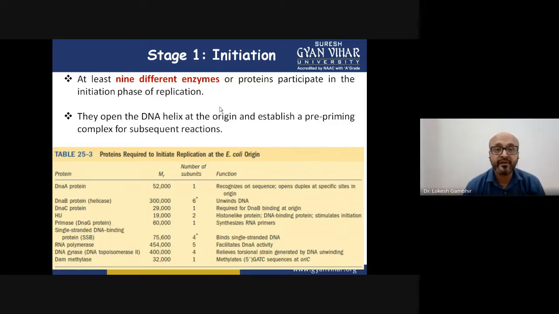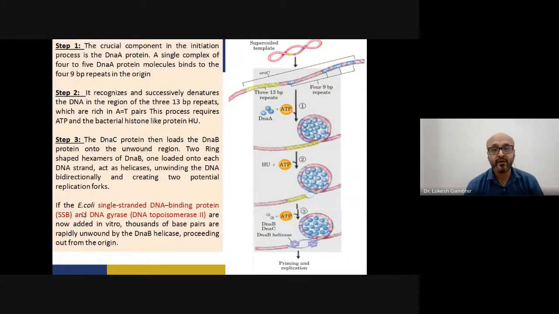The first protein is called DNA A protein. That DNA A protein will recognize the origin sequence. The DNA B is actually your helicase. Then there is DNA C protein. We have primase, as discussed. We have single strand binding protein. We have topoisomerase that will be responsible for opening up. Now let us see how that goes about.